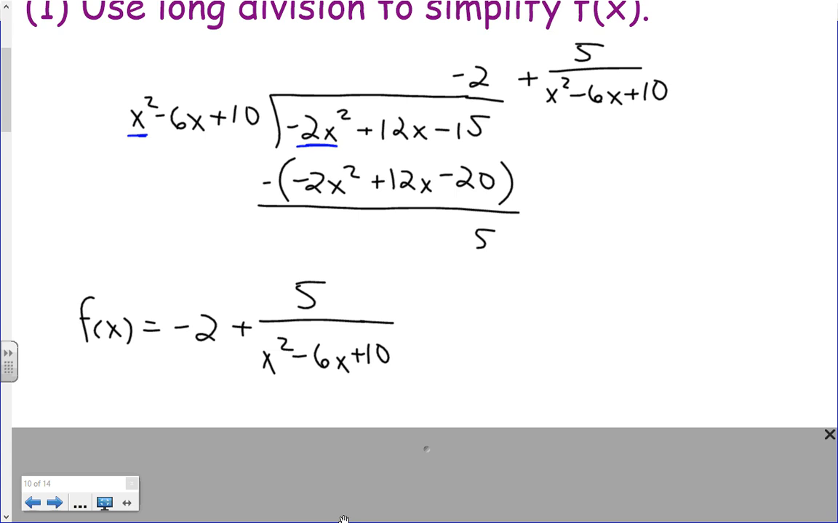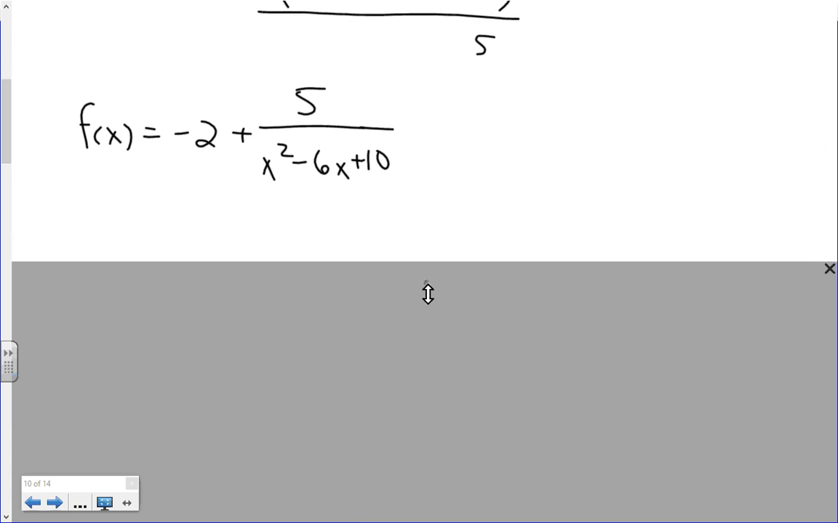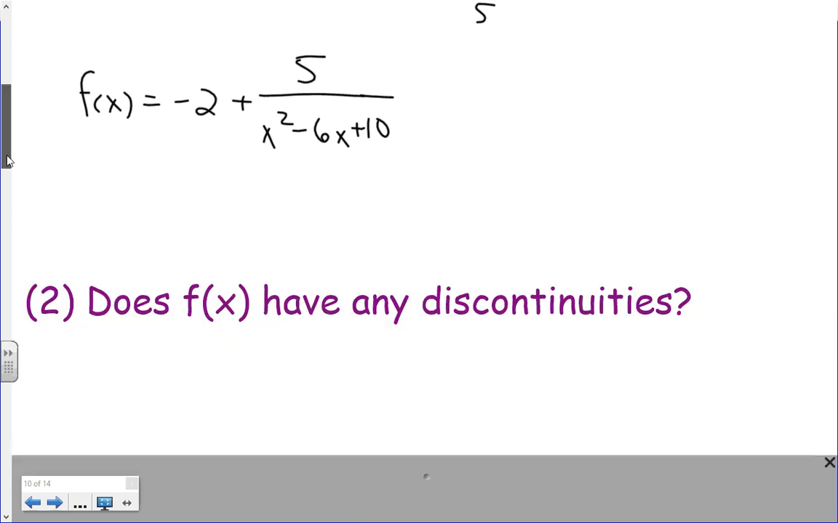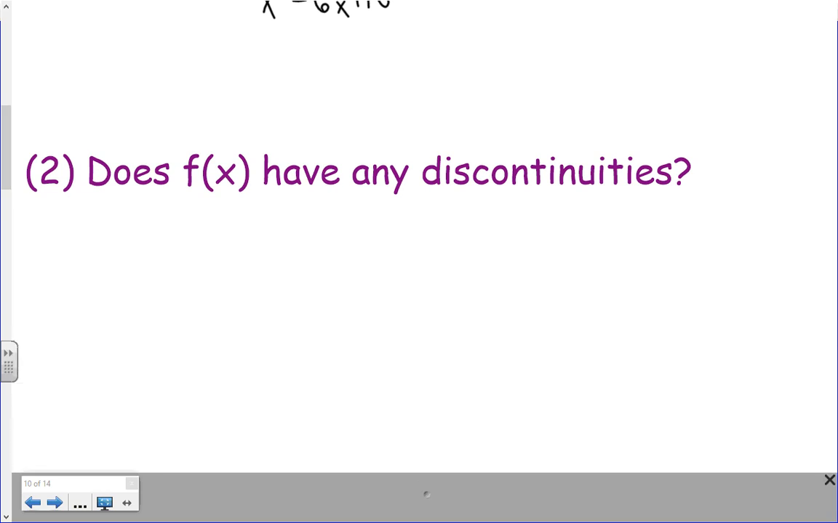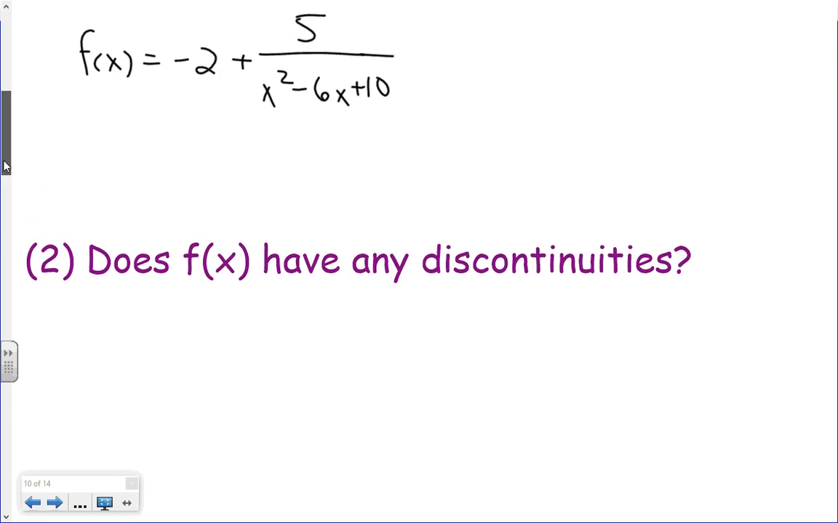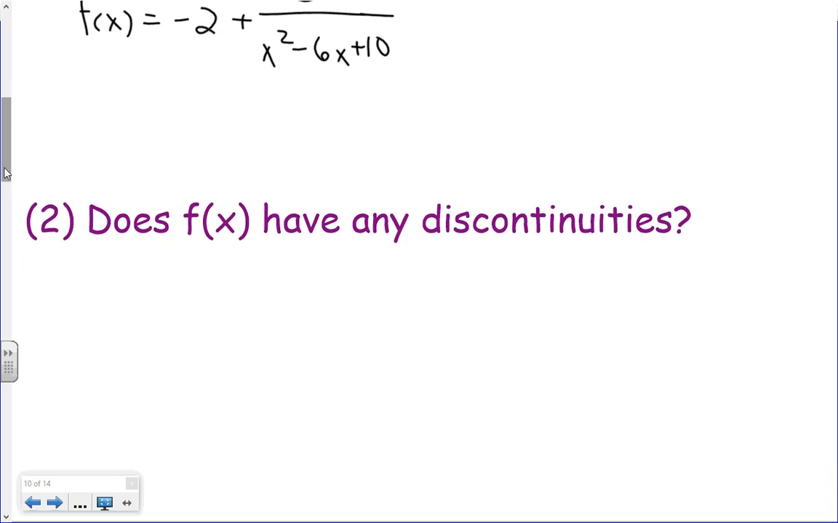In fact, that leads us to the next question, does f of x have any discontinuities? Which should make you wonder here, because we're not saying find the vertical asymptote or find the removable discontinuities like we did in the last problem, but does it have any? Well, if it's going to have any, then that means that denominator has to be equal to 0. And if you try to take x squared minus 6x plus 10 and set it equal to 0, you could try factoring this, or you could try using the quadratic formula.